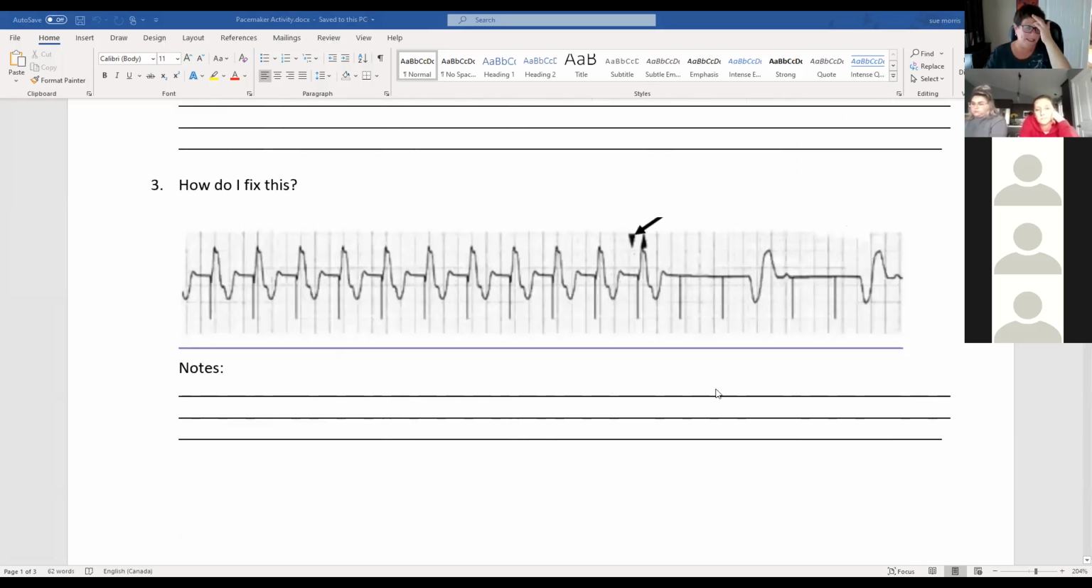Tell me what I need to do to number 3 to fix him. Or do I need to fix him? Turn up your voltage. Yeah. So I'm not going to turn up my voltage, but I'm going to turn up my milliamps.